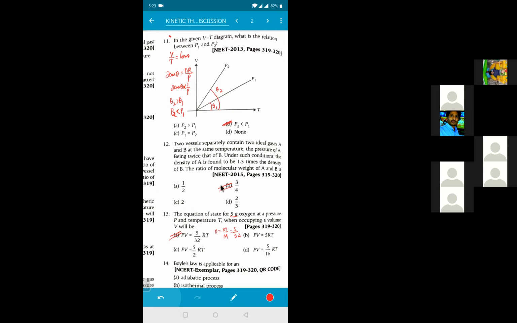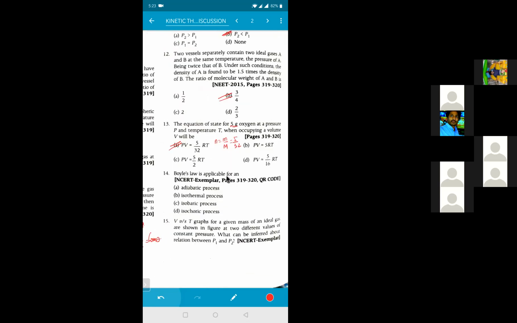Boyle's law is applicable for which process: adiabatic, isothermal, or isobaric? Obviously, a very simple condition. Boyle's law is at constant temperature. So when temperature is constant, obviously what type of process will it be? Isothermal process. Yes, sir.